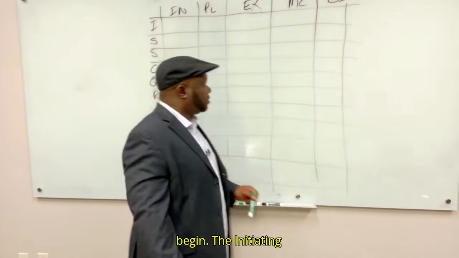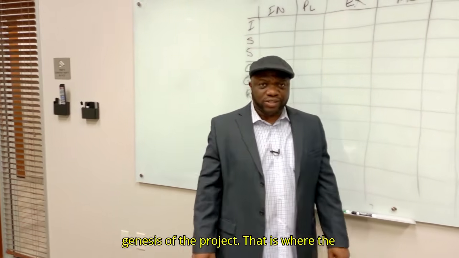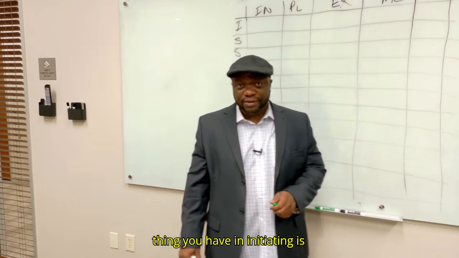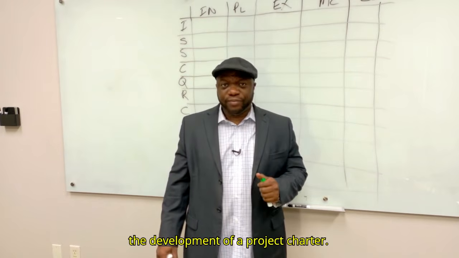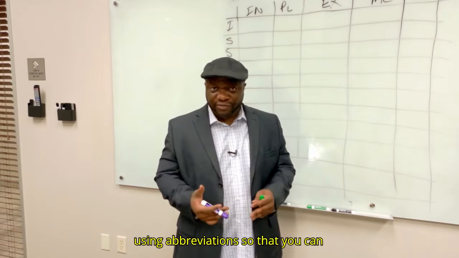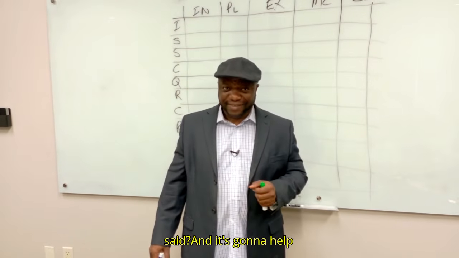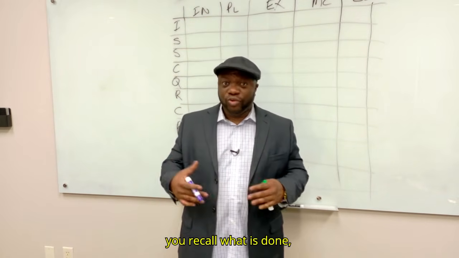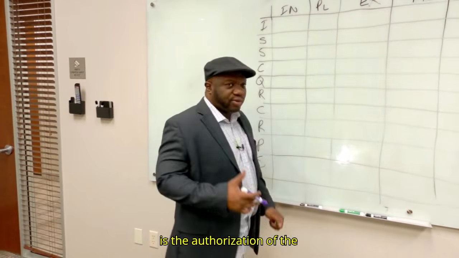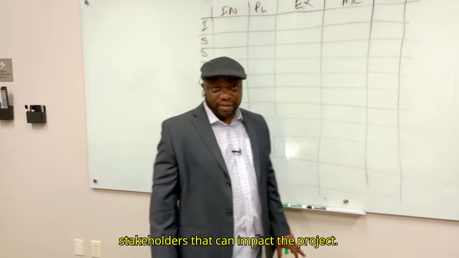So let's begin. The initiating process group is like the genesis of the project. That is where the project is authorized. And the very first thing you have in initiating is the development of a project charter. Now, I am going to challenge you by using abbreviations so that you can really think, what was it that he said? And it's going to help you recall what is done. Okay? So initiating is the authorization of the project. It's the identification of the stakeholders that can impact the project.